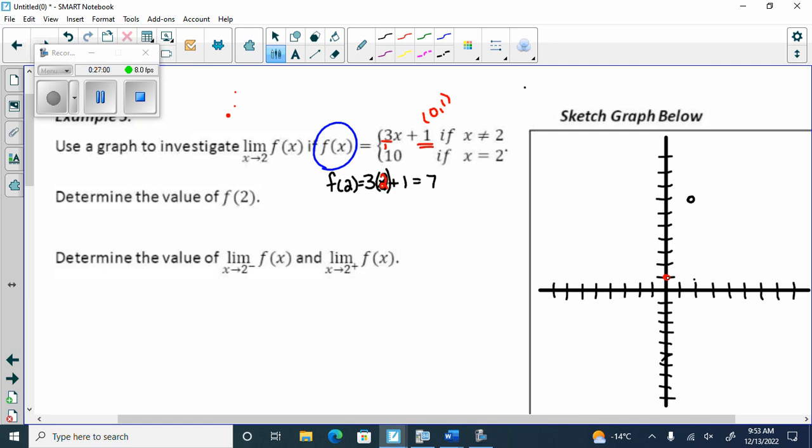Up 3, right 1. So we're going to go up 3, 1, 2, 3, right 1. Up 3, 1, 2, 3, right 1. Oops, can't fill that one in. Up 3, 1, 2, 3, right 1.